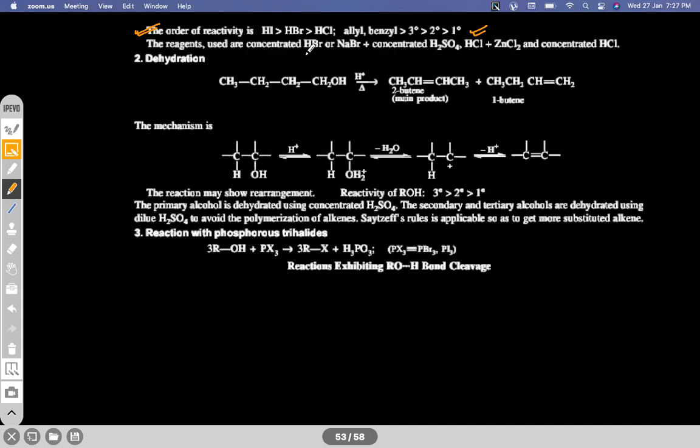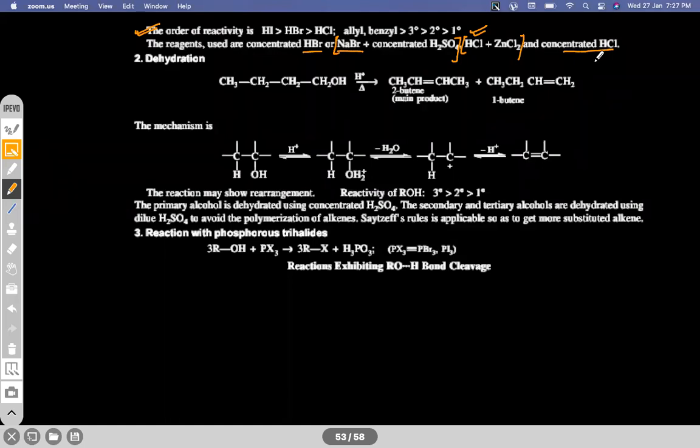Reagents used are concentrated HBr, or NaBr plus concentrated H2SO4 we can use. HCl with ZnCl2 we can use, and concentrated HCl we can use. HCl with ZnCl2 facilitates the formation of H plus from HCl; ZnCl2 takes Cl minus and forms H plus.